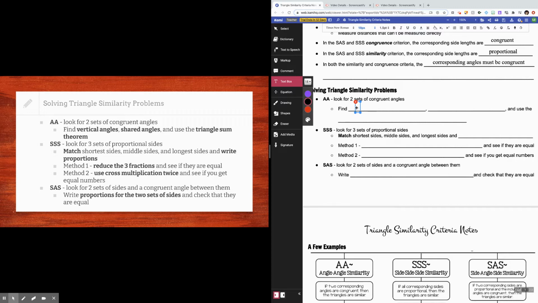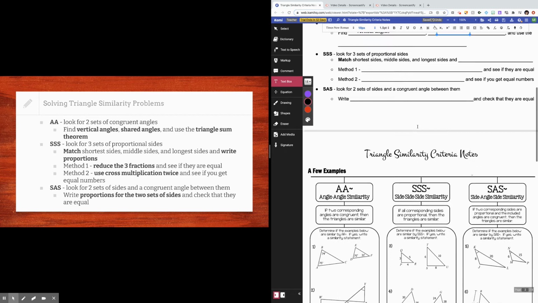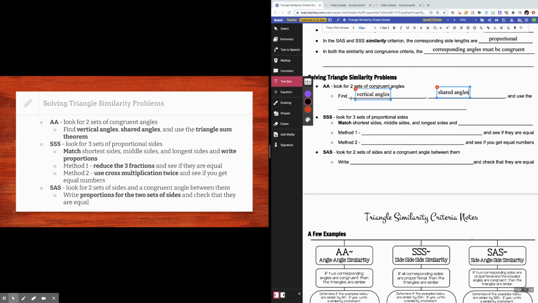So the key things to look for are vertical angles, because those are often hidden, right? Vertical angles, shared angles, meaning that you have one triangle inside of another triangle, which I'm pretty sure I have an example for you on here that looks like that. So I'll show you what I mean by that. Shared angles, and use the triangle sum theorem, where all angles in a triangle have to add up to 180 degrees.